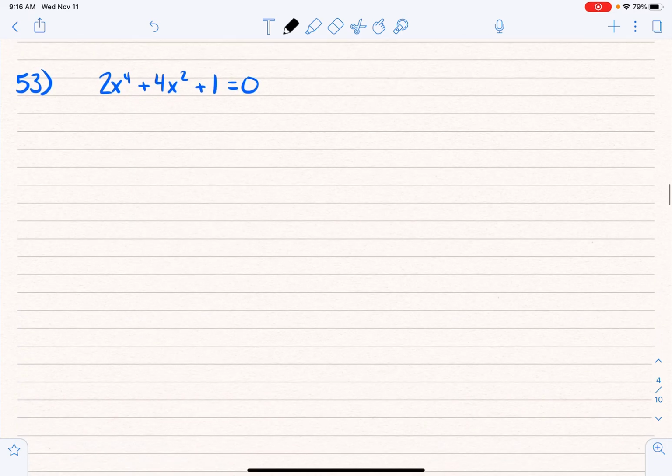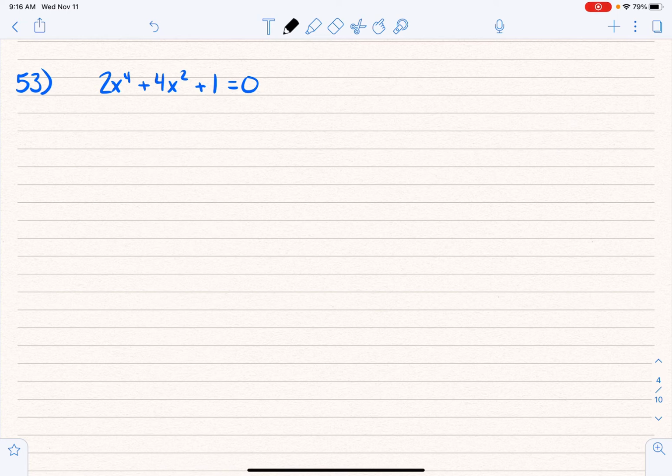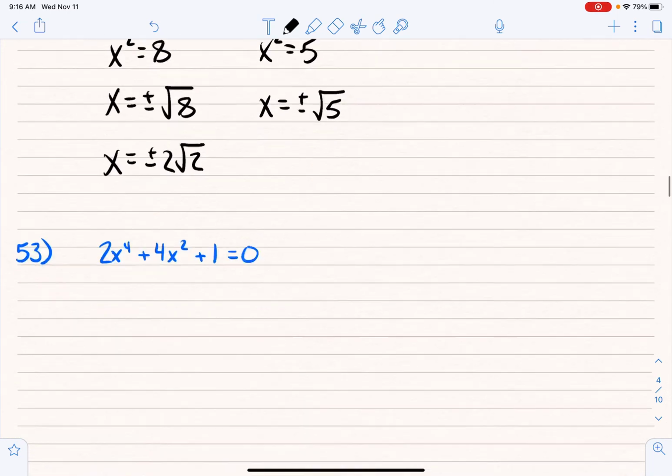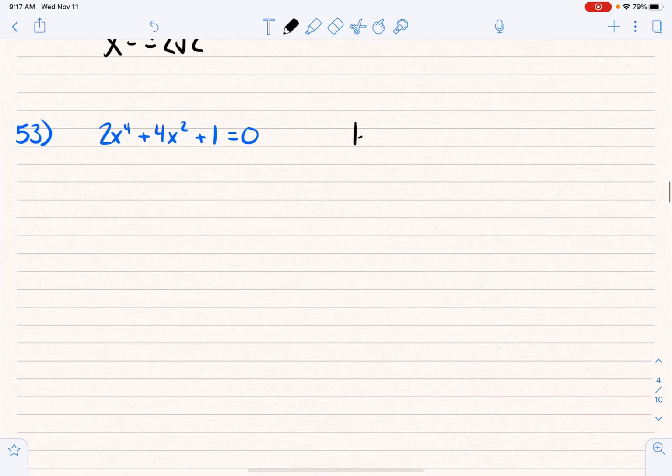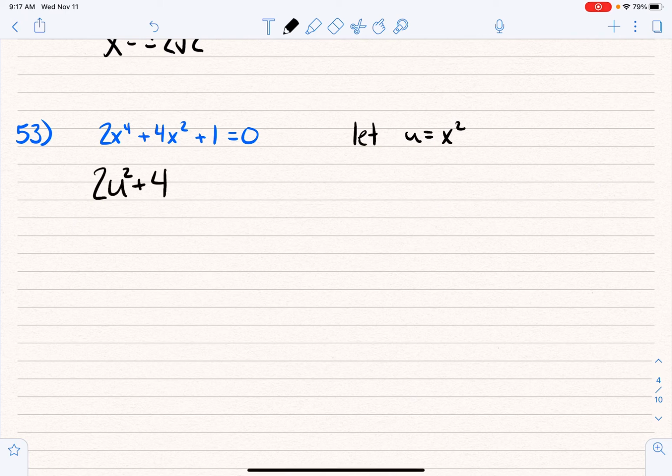All right, number 53, again, a quadratic type, almost identical to 51, realizing that I could set u equal to x squared, and I would get 2u squared plus 4u plus 1 equals 0. So then I'm looking for factors of 2 that add up to be 4, and there are none. So believe it or not, I can use the quadratic formula right now. I couldn't when it looked like this because this isn't a quadratic, but this one is.